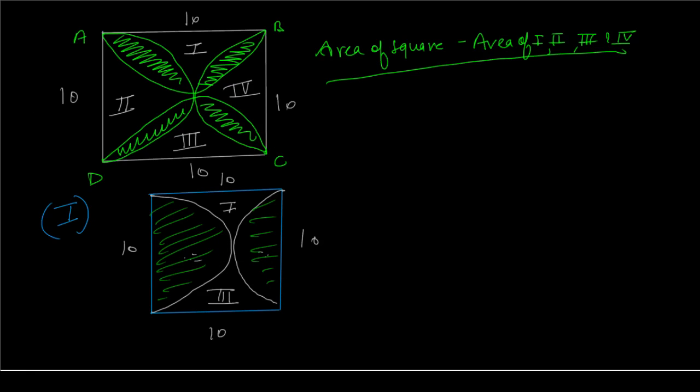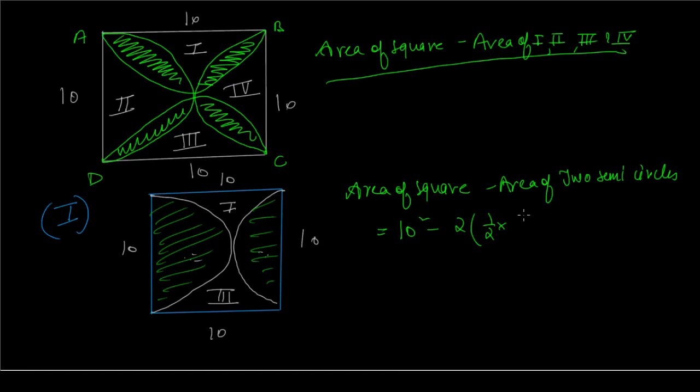So do that. You take area of square minus area of two semicircles. So this will be 10 square minus 2 into 1 by 2 into pi r square. The pi value they have told us to use is 3.14. So take 3.14 times r square.